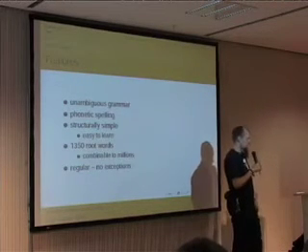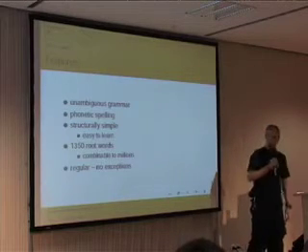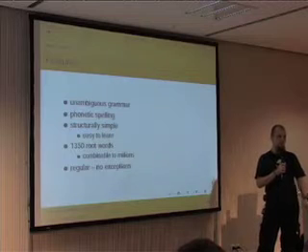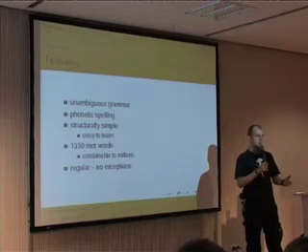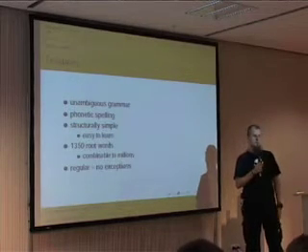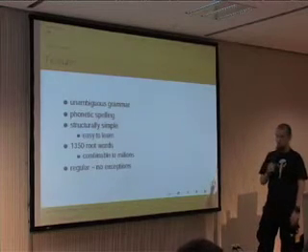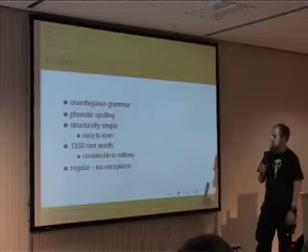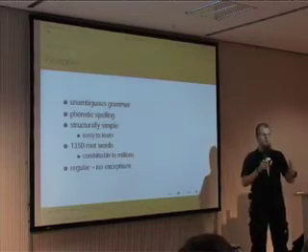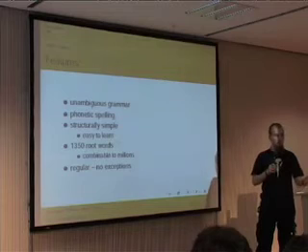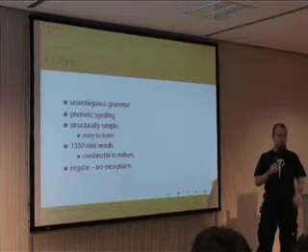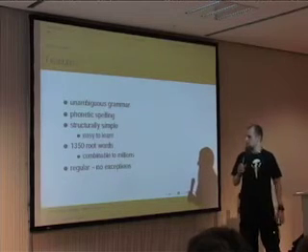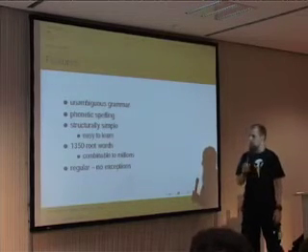Now, the main features of this language, really short, are its unambiguous grammar. That means you can parse it with a computer. You don't need semantic information about the words or something to find out what the structure of the sentence is. It has phonetic spelling. This means you see a word, you know exactly how it's pronounced. And the other way around, you hear a word, you know exactly how it's written. This is also called a visual audio isomorphism or something. The structure is really, really simple, which makes it easy to learn. This is important, of course.